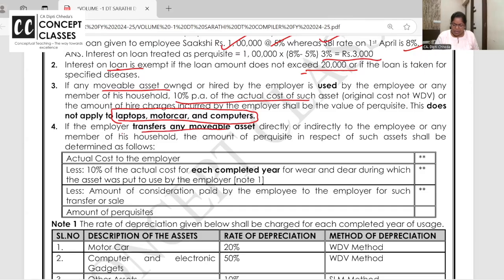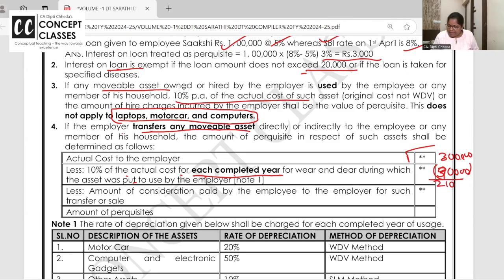And if the employer transfers the movable asset, then take the actual cost of the asset. Employer has purchased a bike, Harley Davidson, 3 lakh rupees. Now 10% of the actual cost for each completed year. Ignore fraction. Employer used it for 3 years and 3 months. Ignore 3 months. 10% for each year. So 30,000 into 3 years, 90,000.